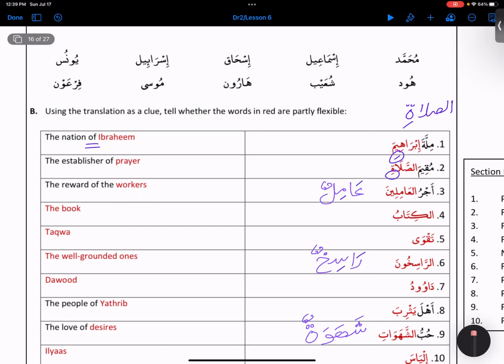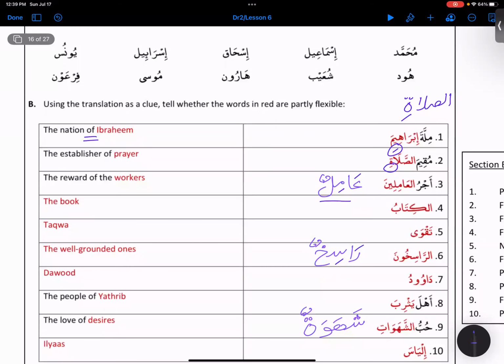So amiluna, amilina, right? It's like muslimina. Okay, fully flexible. So that's why I write over here the singular one, amilun. And then we can do it like a muslimun chart.